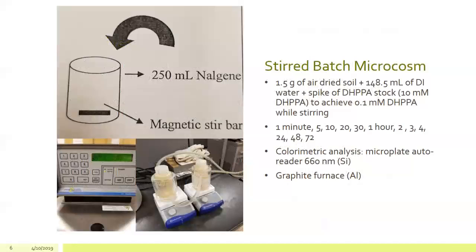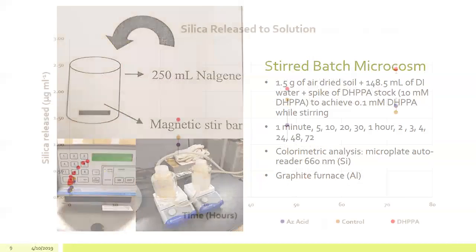I'd pull out 10 milliliter samples over time: 1 minute, 10 minute, 20, and so on, 2 hour, 3 hour, 2 days, 3 days. I'd filter that through a 0.2 micron, and then I characterize that based on those elements. For silica, I do a microplate autoreader at 660 nanometers. And for aluminum, I do a graphite furnace.